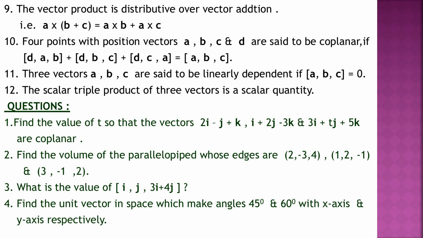Again, similarly, the vector product is also distributive over vector addition: A cross B plus C, we also say, is A cross B plus A cross C.